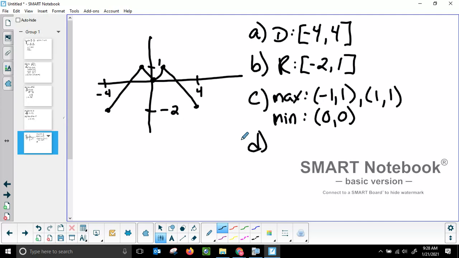It wants to know whether the graph is symmetric with respect to the x-axis, the y-axis, or the origin. The x-axis, of course, would mean that the x-axis is acting as a mirror. No, it is not. Y-axis means that the y-axis is acting as a mirror. Yes, it is. All right, so this is symmetric about the y-axis.